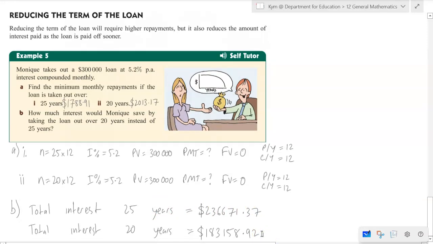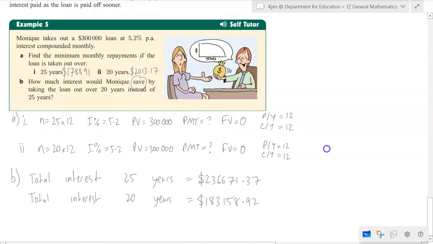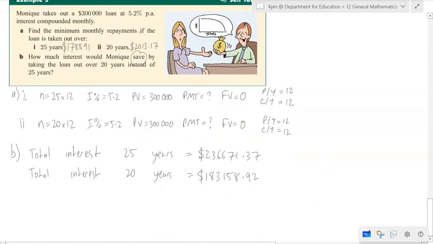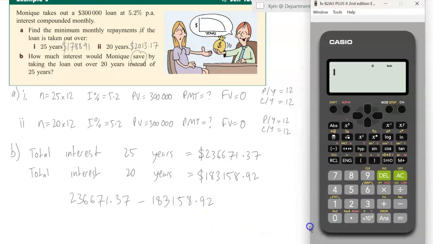So if I pay that amount of interest over 25 years or that amount of interest over 20 years, the question actually says, how much would she save? So in order to work out that, I would have to work out the difference between those two amounts. So I would then just do $236,671.37 minus the $183,158 and 92 cents. And then from there, I would pop that in my calculator to see how much I save. So let's go ahead and pop that in.